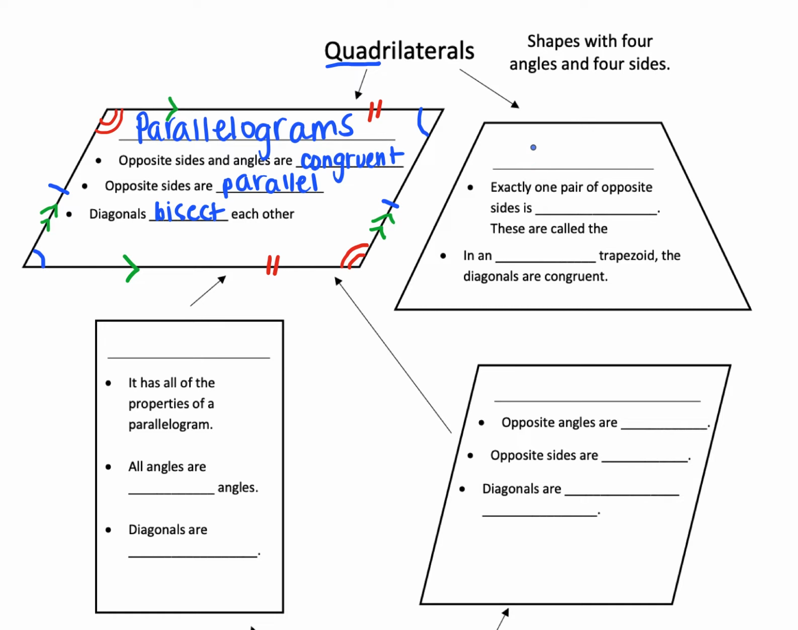Now another kind of quadrilateral that we'll see are trapezoids. So trapezoids have exactly one pair of opposite sides that are parallel. And then those are called the bases.